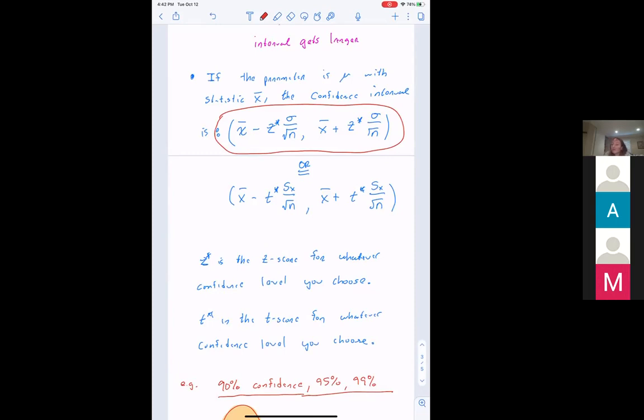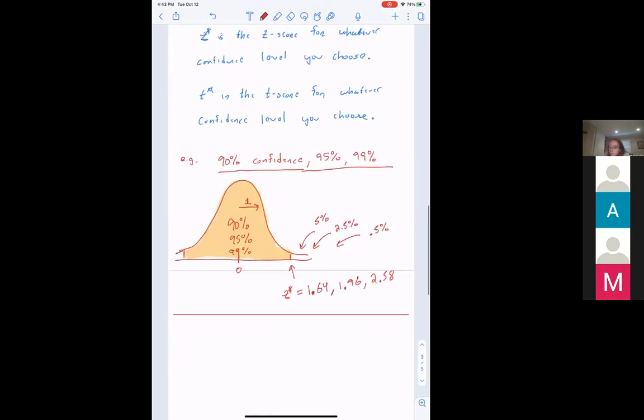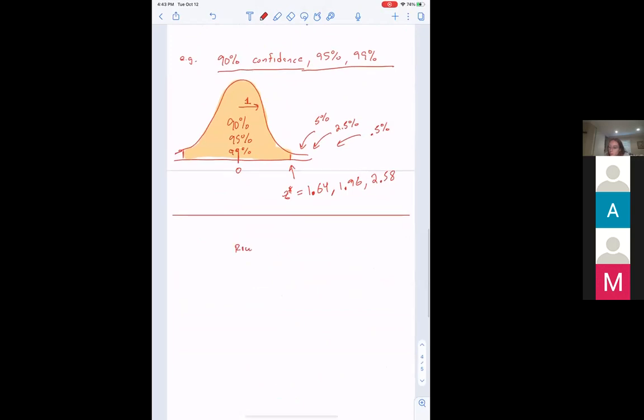X bar, you calculate, N is your sample size, Z star is one of those 3 numbers, or possibly another number. If I give you 80% confidence or 92% confidence or something else, you should know how to compute them. And then sigma comes from the population itself. Okay, does that make sense? Any questions yet on anything that we did so far? Okay, now, when you look at this confidence interval, which I'm going to rewrite, so rewriting.